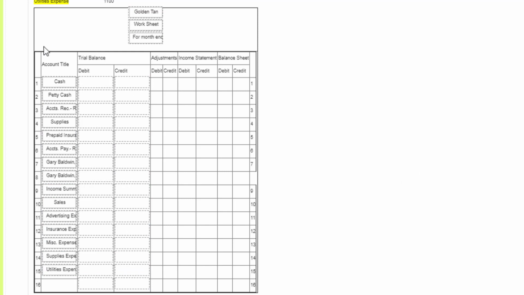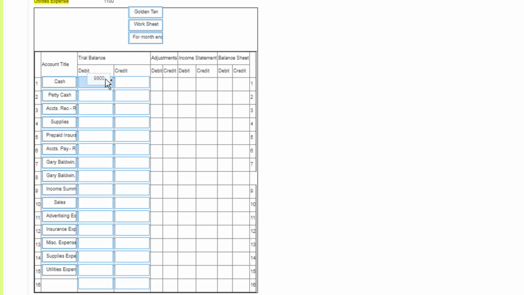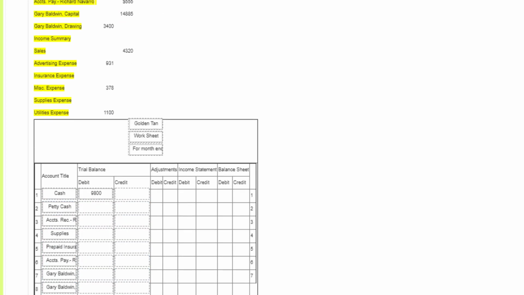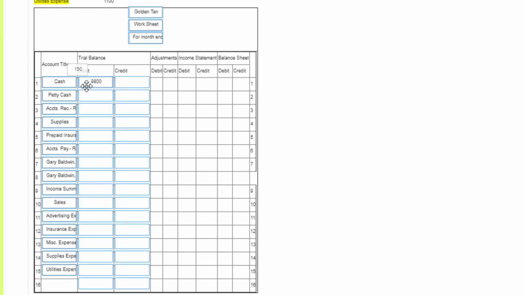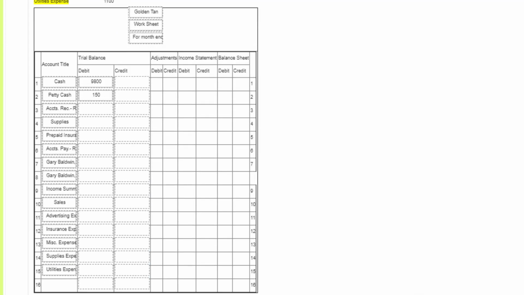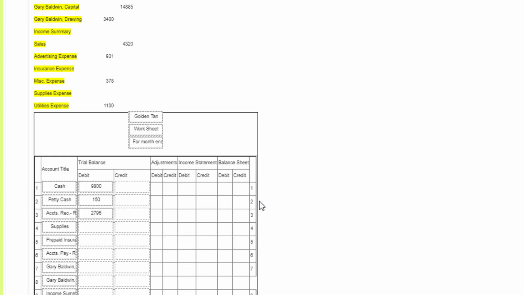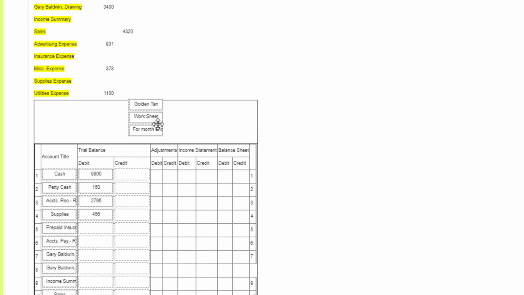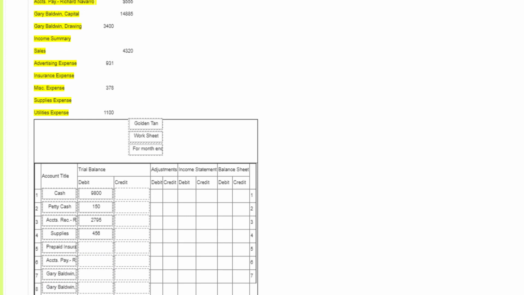Once I have my account titles listed in the order of my chart of accounts, I'm going to just copy down the actual amounts. So a debit of $9,800, and again, here's where I figured this out. This is a debit of $9,800 into cash. So $9,800 debit to cash, $150 debit to petty cash, $2,795 to accounts receivable. Next up is supplies, $456 debit, prepaid insurance, $700 debit.